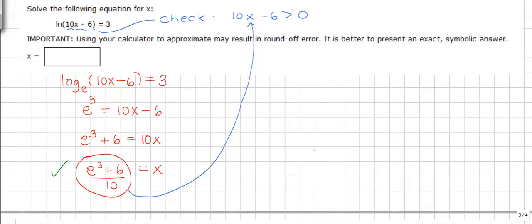And so notice the question actually tells you it's better to present an exact symbolic answer than rounding. So I'm going to leave my guy alone, just like this. Okay, so you should be able to convert from log form to exponential form if you have single logarithm equals a value.